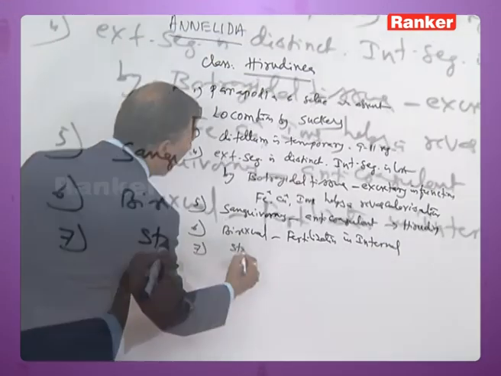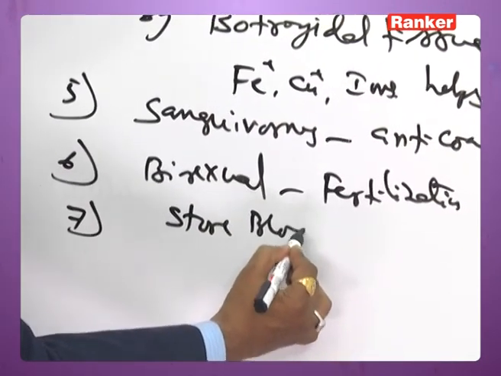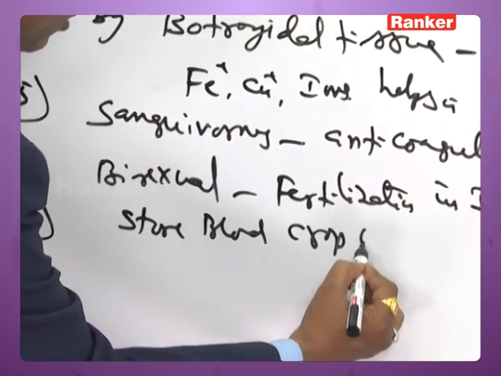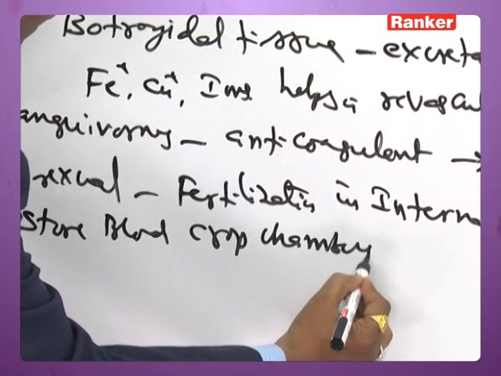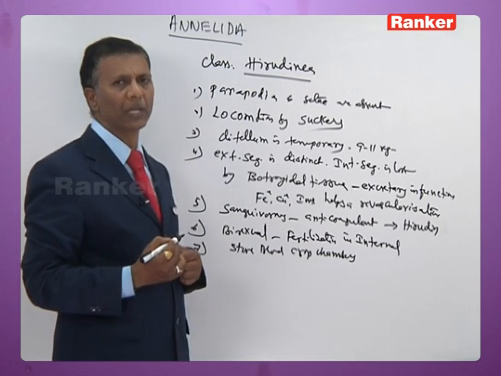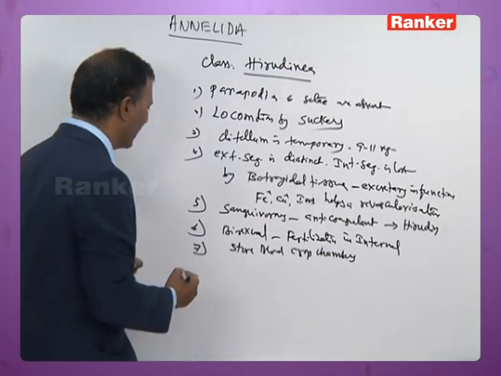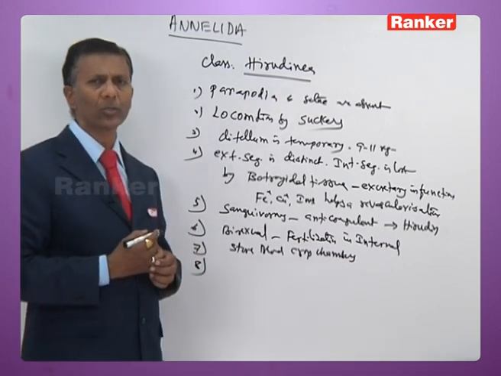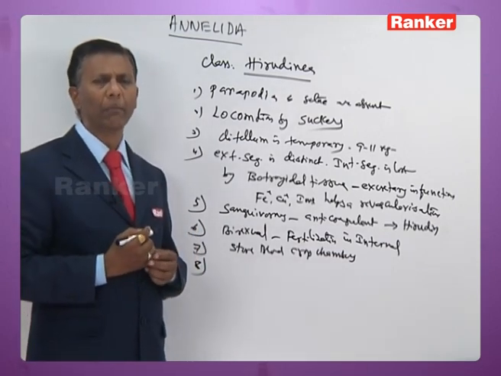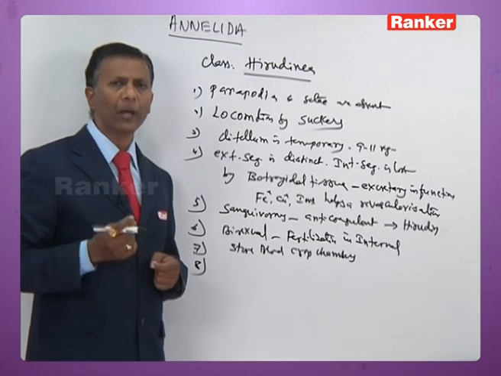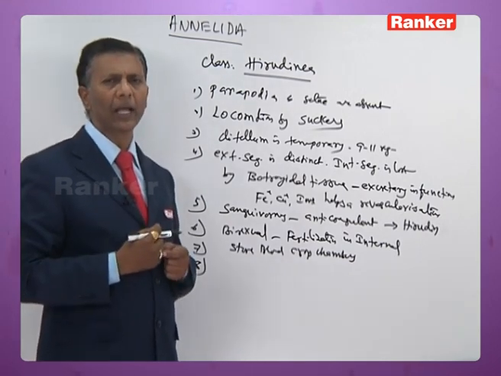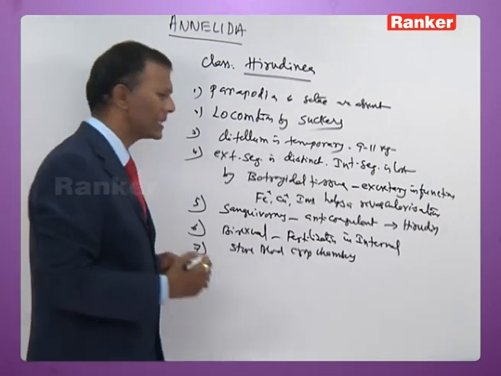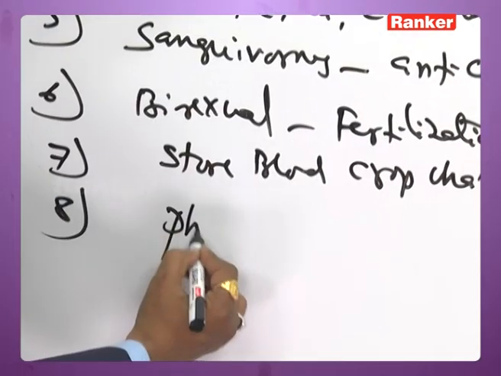Then they store blood in crop chambers. Blood is stored in crop chambers. In the olden days, leeches were used for removal of impure blood by quacks. The phenomenon of removing impure blood by employing leeches is called phlebotomy.